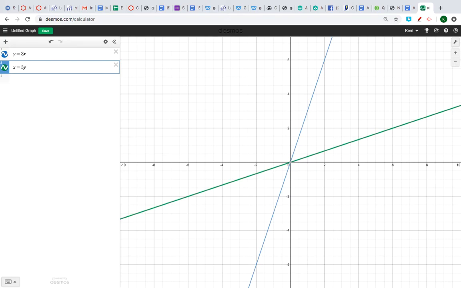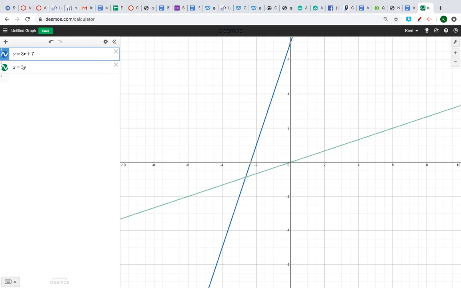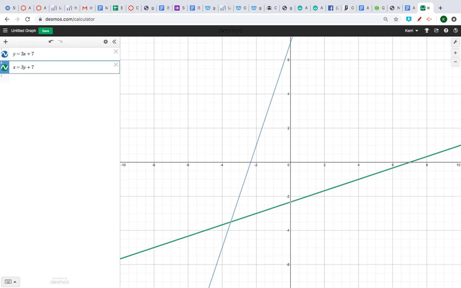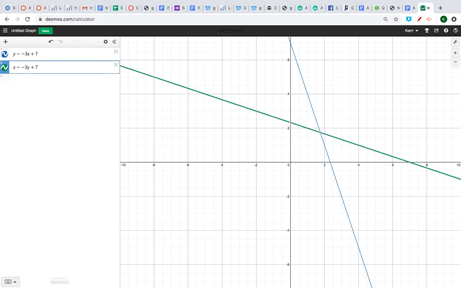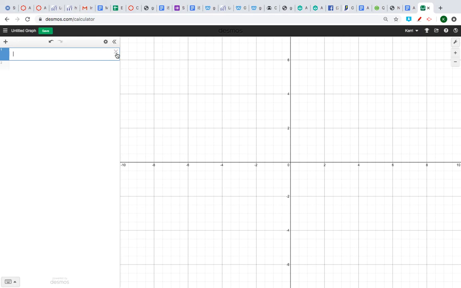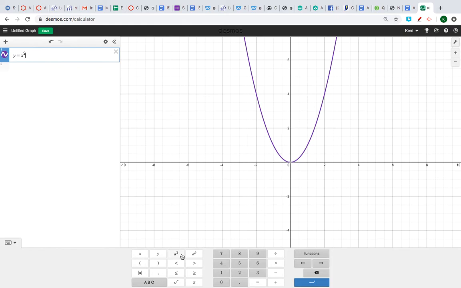Now, let's make this a little bit more complicated. Let's do plus 7. Oh wait, we just have to add our plus 7. What happens if we change these to negatives? They're very similar shapes. So how do they relate to one another? Let's try different kinds. Let's do y equals x, and then let's do some exponents. Squared. Oh, we've done this one for a little bit.